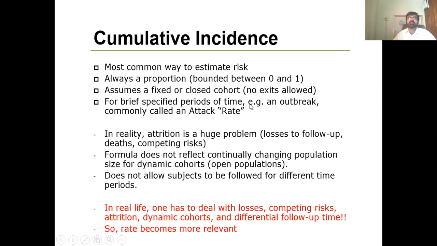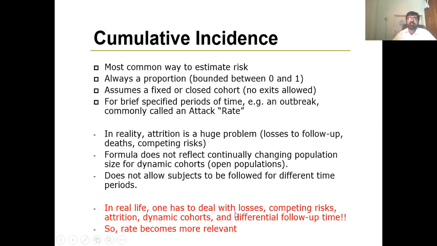For a brief specified period of time, for example an outbreak, it is commonly called an attack rate. That is the incidence for a very short period of time. In reality, attrition is a huge problem: loss to follow-up, deaths, and competing risks. The formula does not reflect continually changing population size for dynamic cohorts, open populations. It does not allow subjects to be followed for different periods of time. You have to follow all the subjects for a specified period of time, either 1 month, 3 months, 1 year, 2 years, 5 years, or 10 years. That is the fixed period of time for all the individuals in that sample.